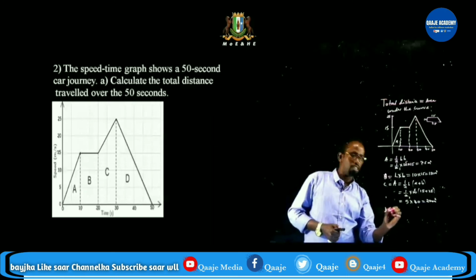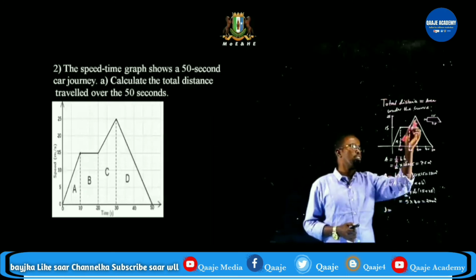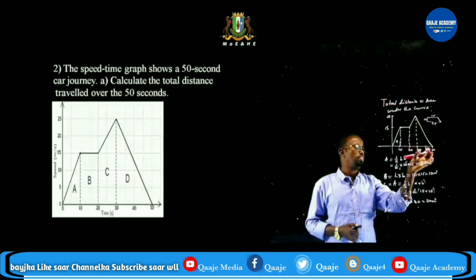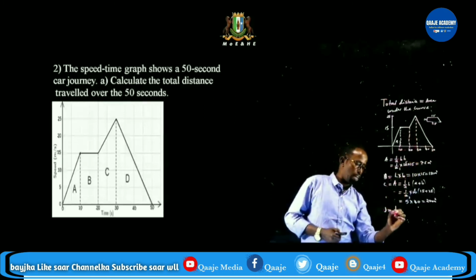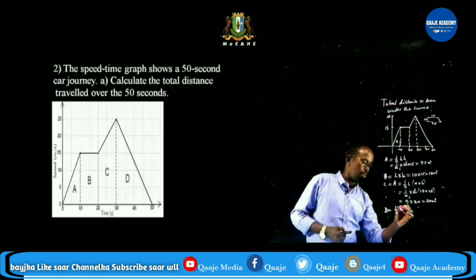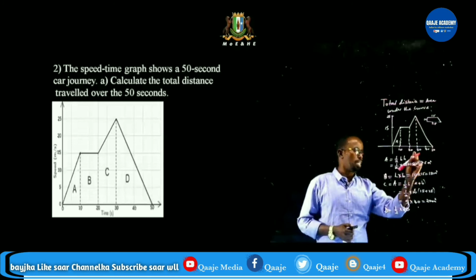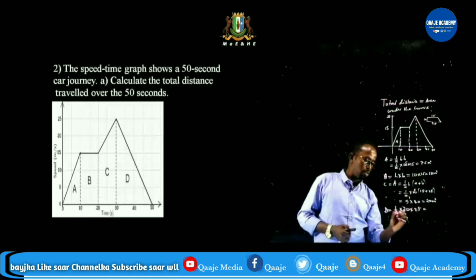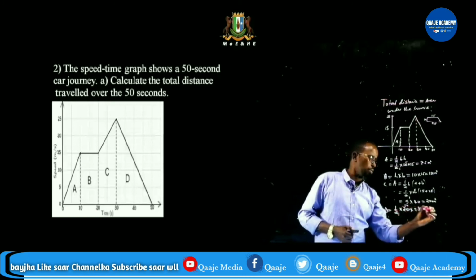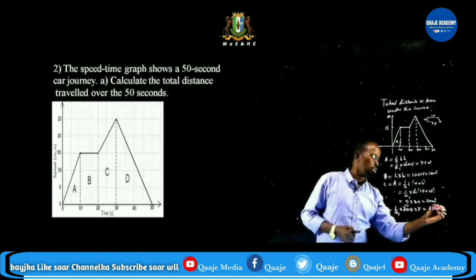Then lastly D, this one is a triangle. So we have the base will be 20 and then the height will be 25. So a half multiplied by the base, which is 20, that is 50 minus 30, multiplied by the height, which is 25. You get by 2, 1 by 2 is 10, 10 multiplied by 25, you get 250 meters squared.